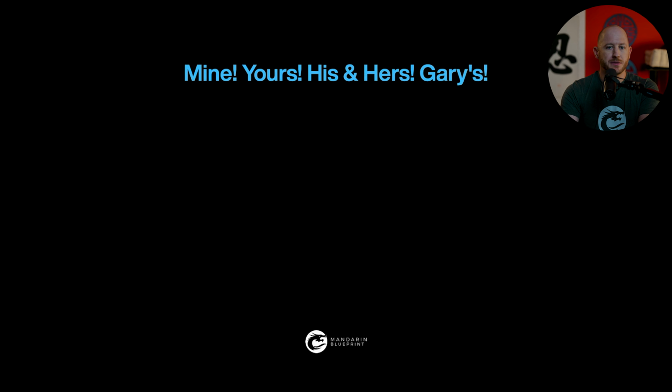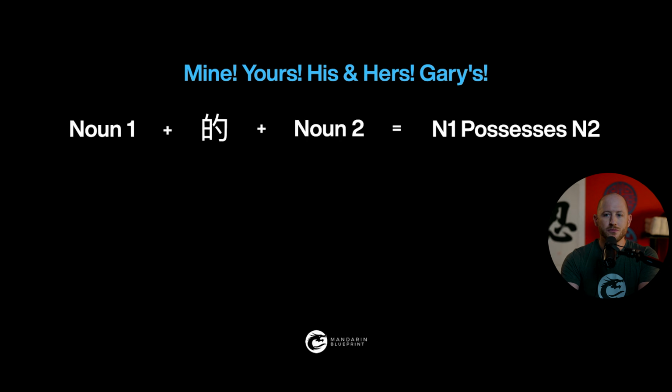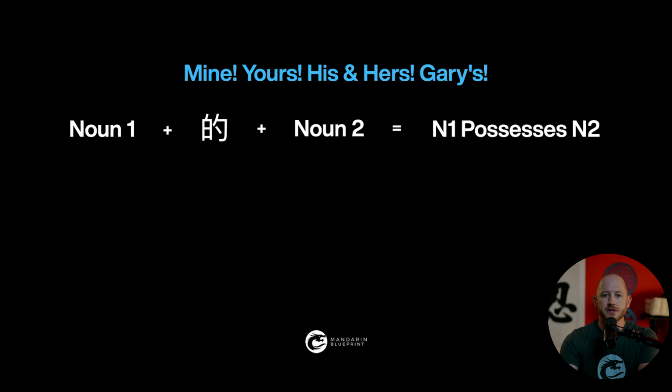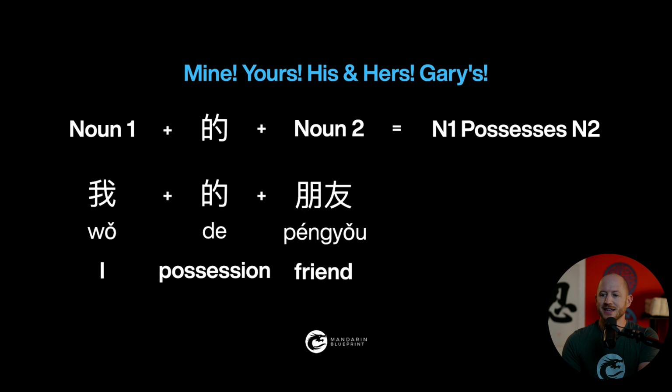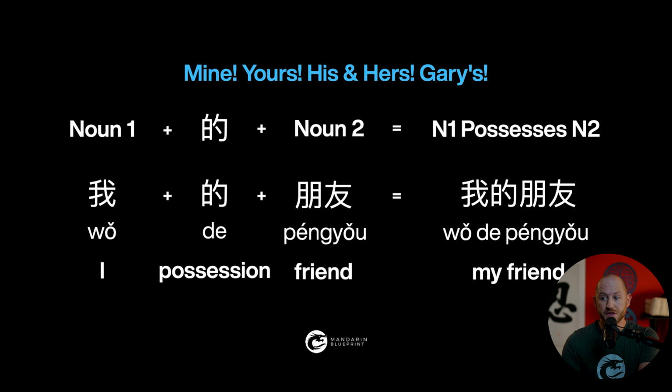First, let's start with something easy. If you have noun 1 and noun 2 and you put 的 in between them, it means noun 1 possesses noun 2. For example, 我. Simple noun, simple pronoun, I or me. Now when you add 的 and you get 我的, now you have my or mine. Well, my what? 朋友. That's another noun, friend. So 我的朋友 is my friend.